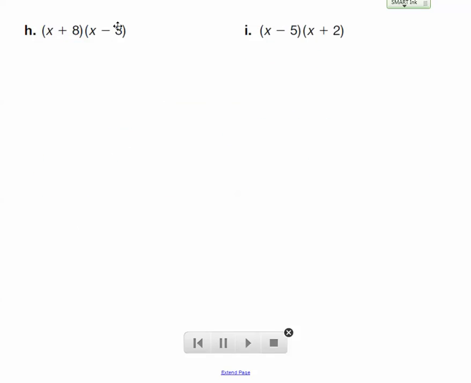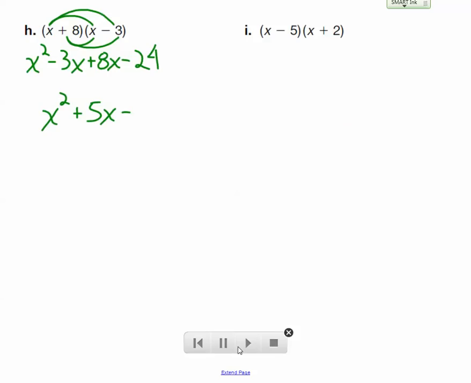Let's do a couple more. Let's throw some subtraction in there and see how that affects things. The process doesn't change. Distribute the x. X times x is x squared. X times negative 3 is negative 3x. Distribute the 8. 8 times x is 8x. 8 times negative 3 is negative 24. And then we combine like terms. Now in this case we have a negative 3x plus an 8x, which is a positive 5x. So x squared plus 5x minus 24.